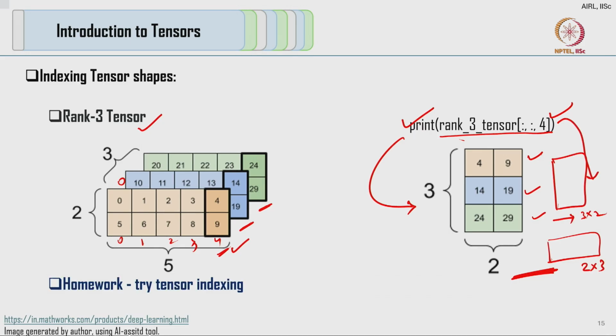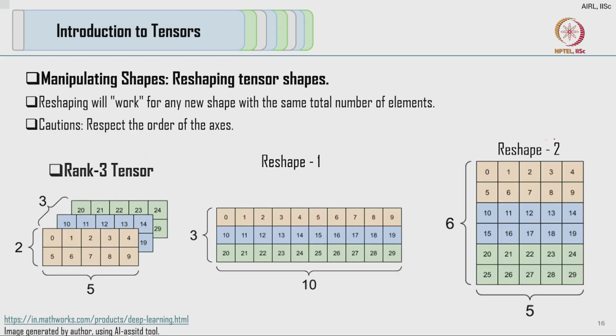Now this is one example of tensor indexing. There are other tensor indexing operations also, and hence it is recommended to look at certain tensor indexing operations, right. This would make you more comfortable when we are dealing with different types of indexing operations.